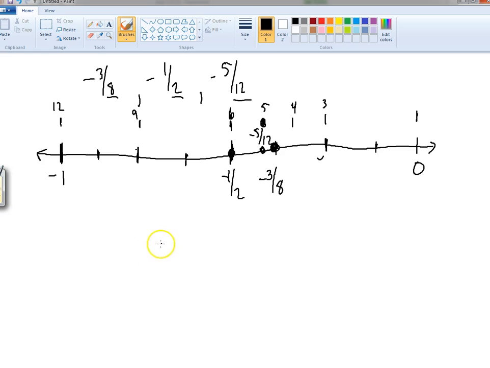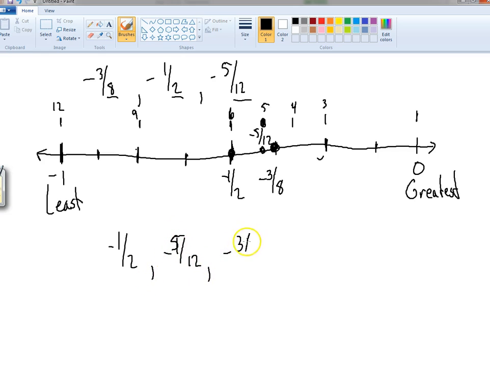So we can see clearly, least is over here. Always on the number line, least is farthest left. So even if it's a bigger negative, it's less in our minds, because owing money is way less than having money. If you owe more, you have less. So there's least and there's greatest. From least to greatest, we would have negative 1/2, negative 5/12, and then negative 3/8.